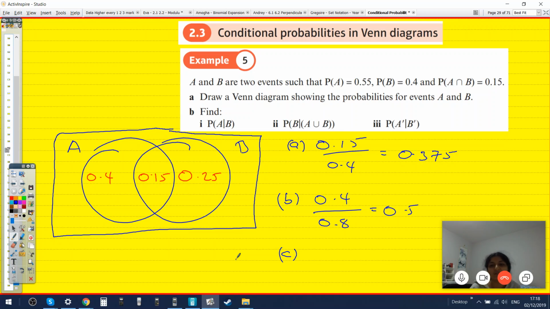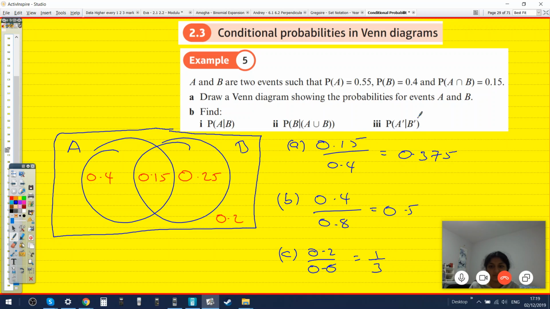So the intersection between not A and not B would be what's in the box outside, which is 0.2. Yes, that's the one thing that was missing from the Venn diagram. And then over not B, which would be 0.6. So 0.2 divided by 0.6, which is 1/3. So it's 0.2 over 0.6, which is 1/3, 0.33.